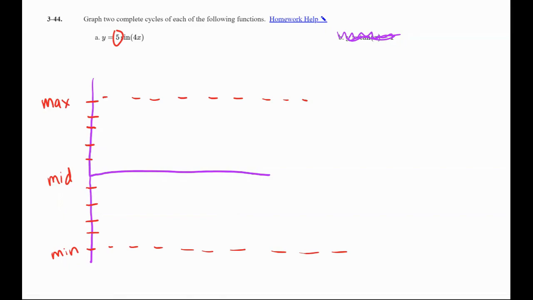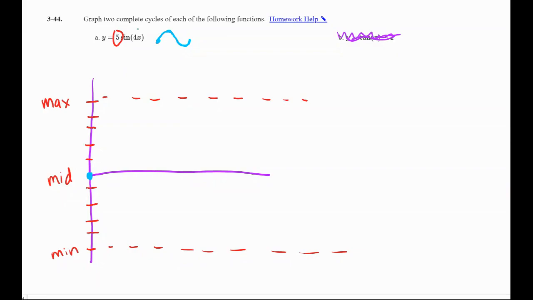Now the last 2 pieces, so first of all, does it shift to the left or to the right? And there's no what we call h value, right? It's not x minus 2 pi or anything in here. So I'm not shifting it at all. There's no phase shift, meaning what that tells me is that I'm starting at 0, 0. Because it's sine and it's positive, I know I'm going to have this general shape like this. And so I'm starting at the midline.